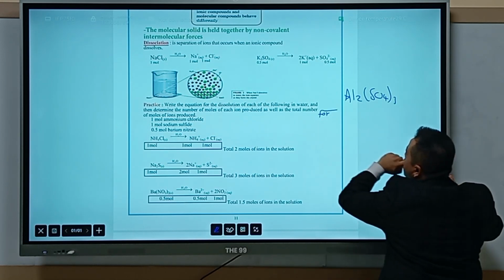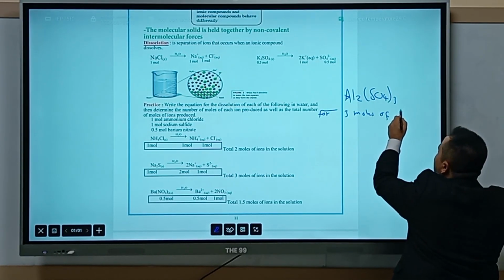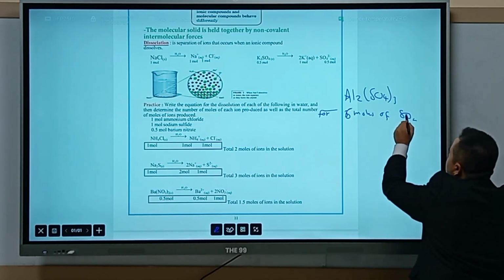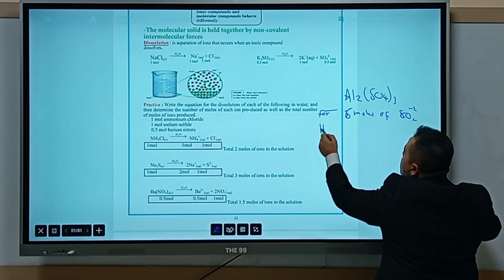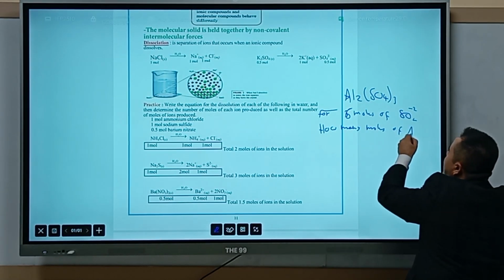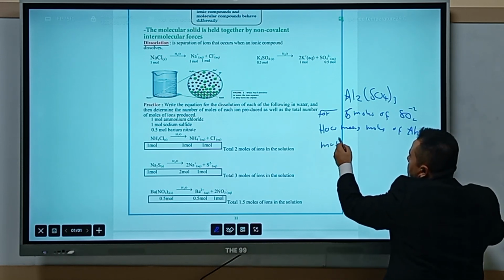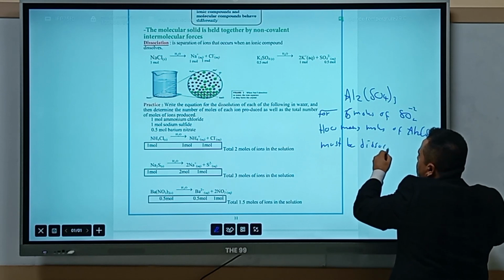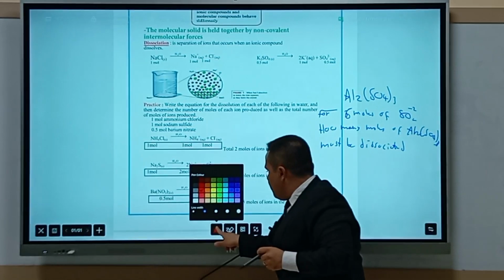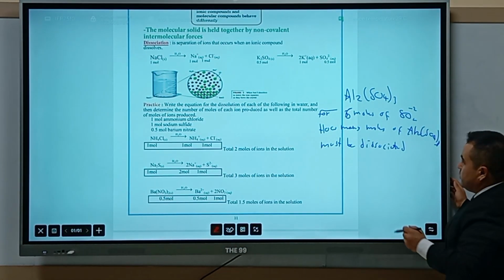For 3 moles of sulfate, or we can say 6 moles of SO4 2 negative, how many moles of Al2(SO4)3 must be dissociated? So here the process is reversed. The mole of the ion is given, required is the mole of the salt.